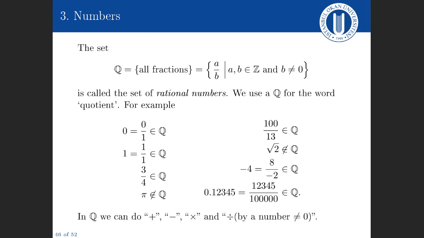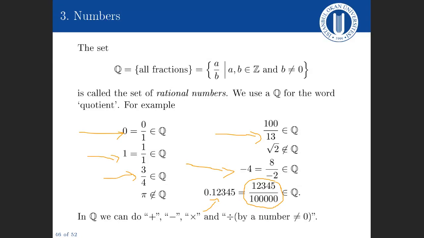So, for example, 0 is a rational number, 1 is a rational number, 3/4 is a rational number, 100 divided by 13 is a rational number, -4 is a rational number, 0.12345 is a rational number because we can write this as a fraction. This is the fraction 12,345 divided by 10,000.